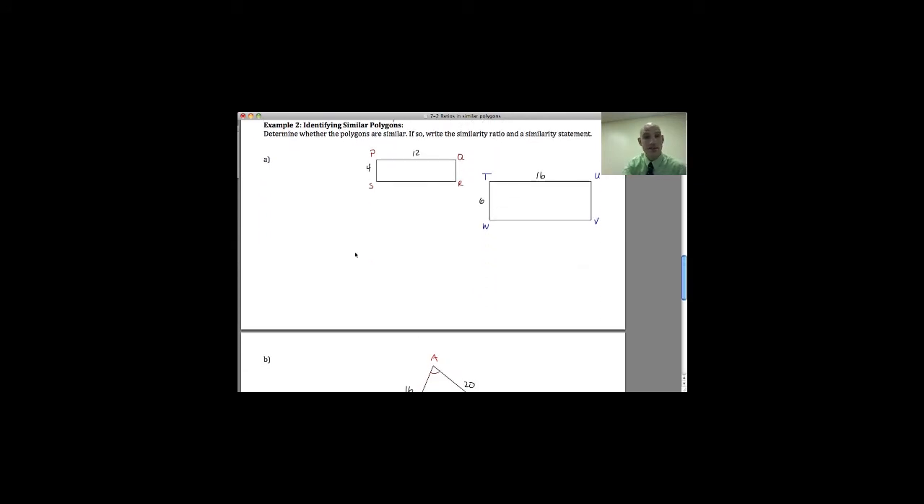In example 2, we're going to actually identify similar polygons. So we're going to decide whether they're similar. In deciding whether they're similar, we need to decide two things. 1, congruent angles, question mark, and 2 is proportional sides. I'm putting question marks by these because that's what we're testing. We are testing to see if these two conditions are true.